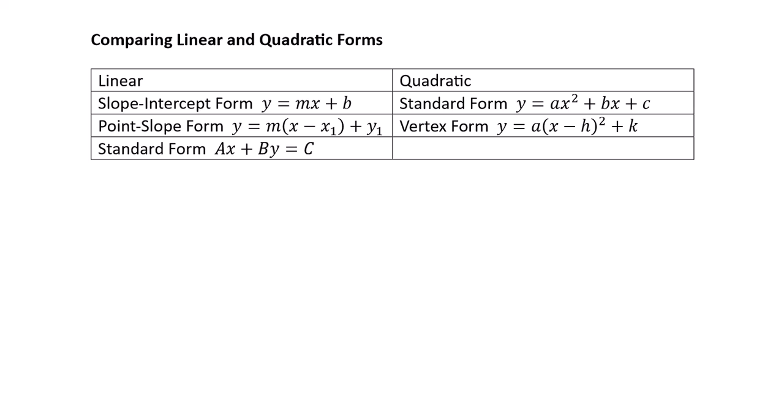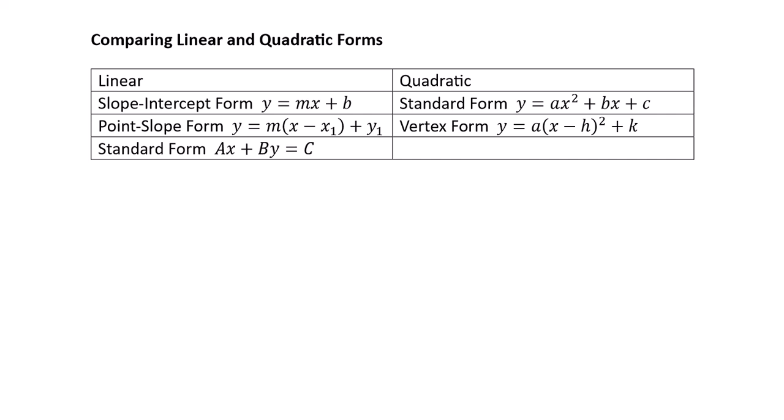All right, let's go ahead and compare linear and quadratic forms. With a linear equation, we start off with slope-intercept form, y equals mx plus b. With quadratic functions, we call our basic form standard form, y equals ax squared plus bx plus c. Very similar form, set in y equals form, and we don't have any parentheses. Everything is in descending order on that right side.